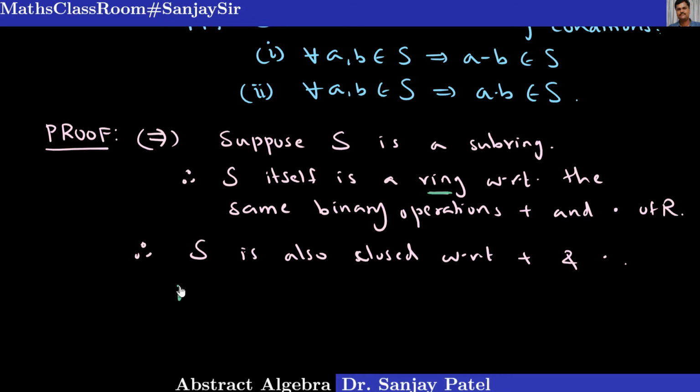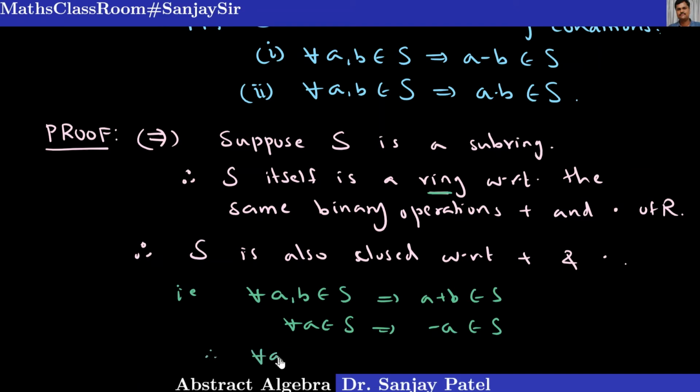That means for every a and b belonging to S, I can say that a plus b belongs to S. Okay, and all the conditions are satisfied. For every a belonging to S, I can say minus a also belongs to S. And if you combine these two axioms, I can say for every a and b belonging to S, a minus b also belongs to S.